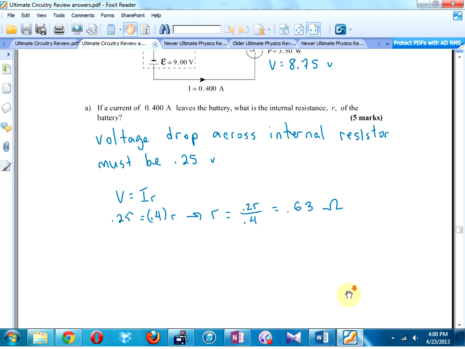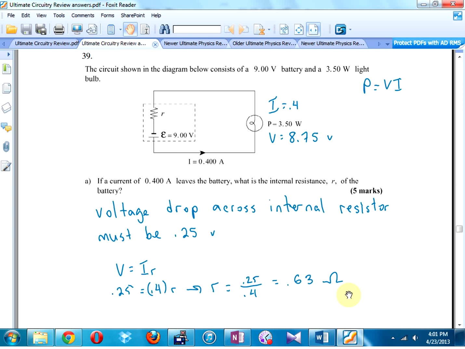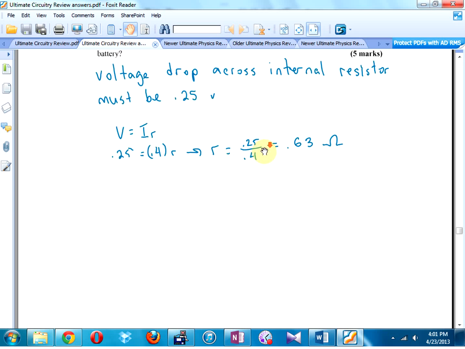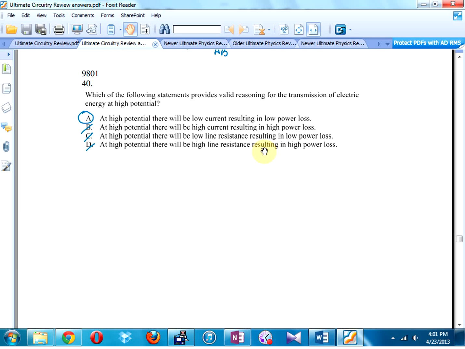Oh, sure, 39, find little r. There's a nice twist. There is a question where I'm going to ask you to find some kind of a resistance, whether it's the internal one or one of the outside ones. It's going to be one of those. You can cross out number 40.